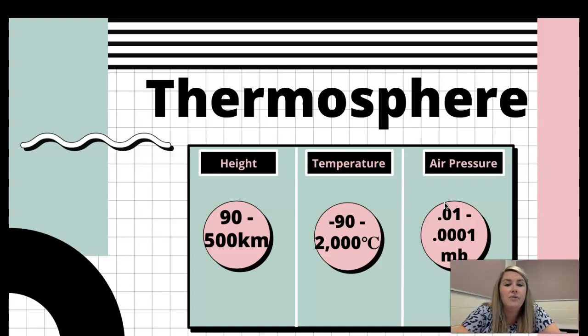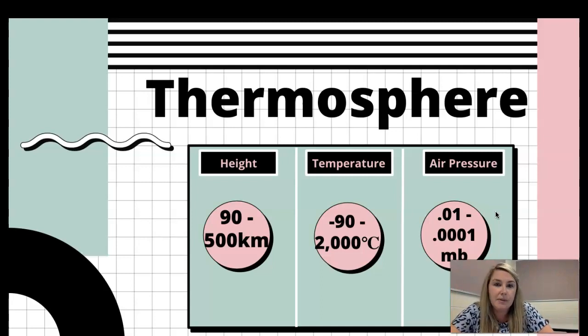For air pressure, it starts at that 0.01 and goes all the way to 0.0001 millibars. Okay, so you can see that as you go up, the air pressure is decreasing. There's less pressure pushing down on you as you travel up in the atmosphere. So if you're down all the way at the surface in the troposphere, you've got the whole weight of the atmosphere on top of you. But as you go up higher in the layers, there's less weight and less air pressure pushing down on you.